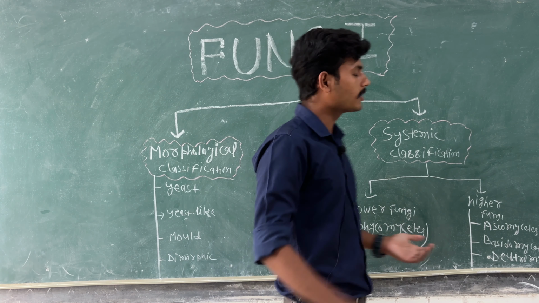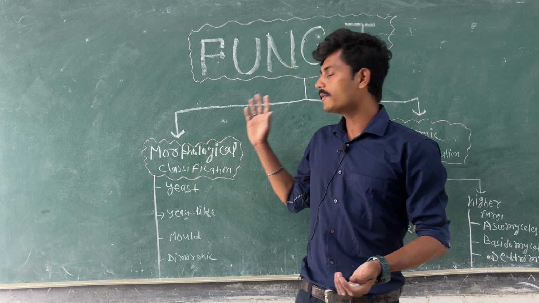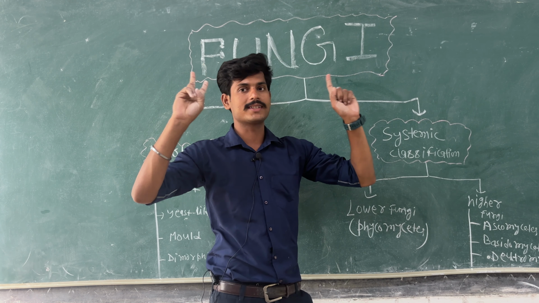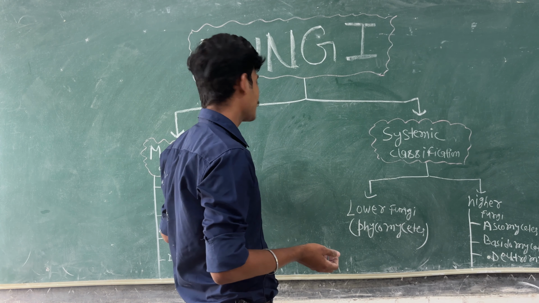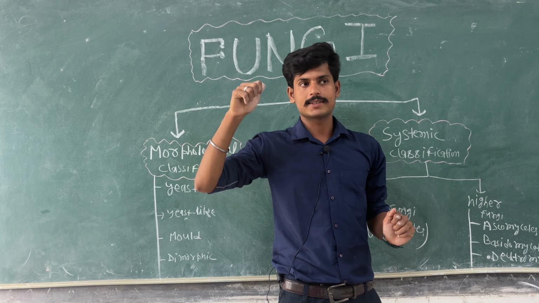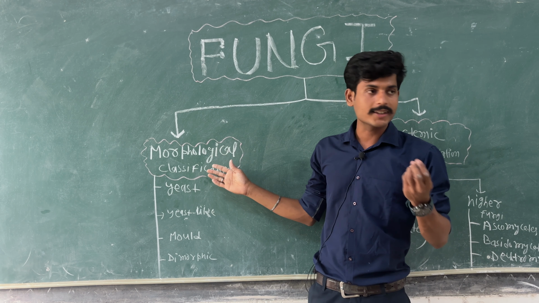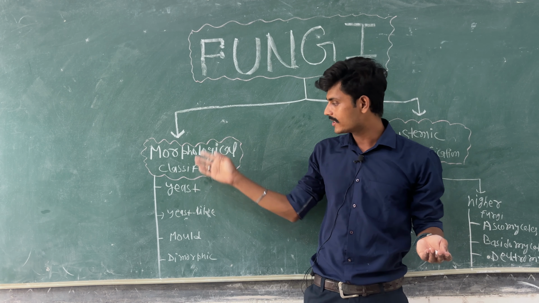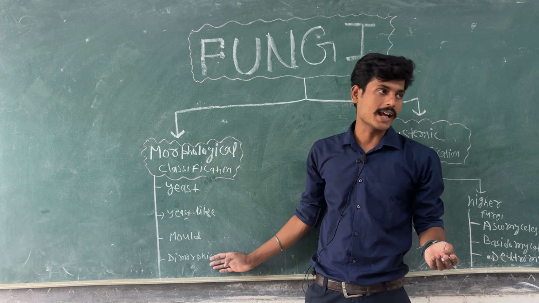So let's discuss the classification of fungi. We are dividing the fungi on two bases. The first basis is the morphological classification. What is the meaning of morphology? Size and shape, basically the external appearance. So on the basis of external appearance, or shape and size, the fungi are classified into 4 categories.